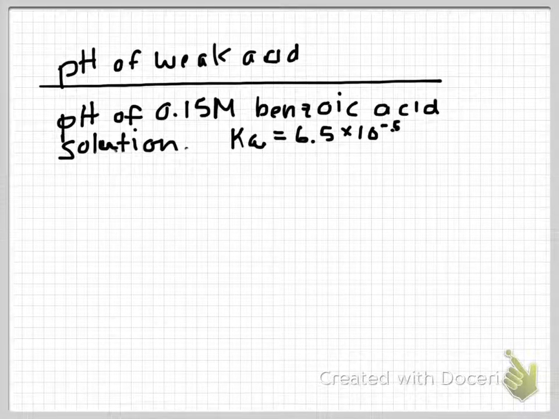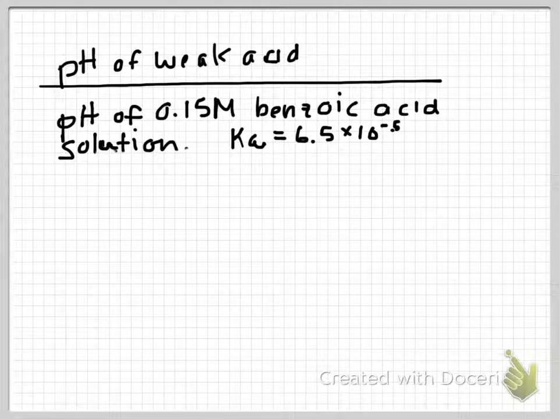Hi, in this video we are going to look at solving a problem to get the pH of a weak acid solution. The example we're going to look at is solving the pH of a 0.15 molar benzoic acid solution, given an equilibrium constant of 6.5 times 10 to the minus fifth.